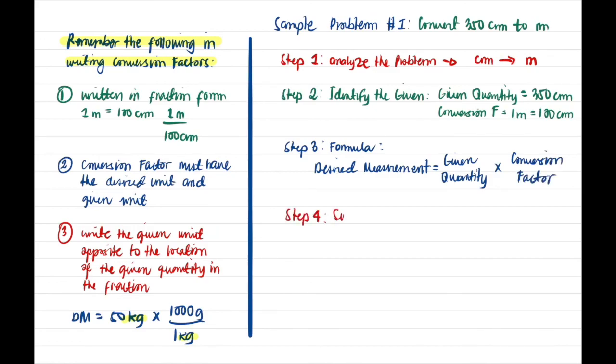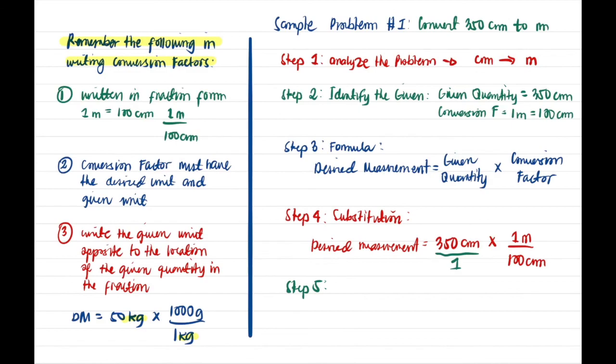Step number 4. Substitute the given to the formula. So meron tayong desired measurement is equal to 350 centimeters times 1 meter over 100 centimeters. Nasa denominator ang unit na centimeter so that we can cancel it. Remember, any whole number can be expressed as a fraction having a denominator of 1. Kaya may imaginary over 1 tayo dito sa given quantity.